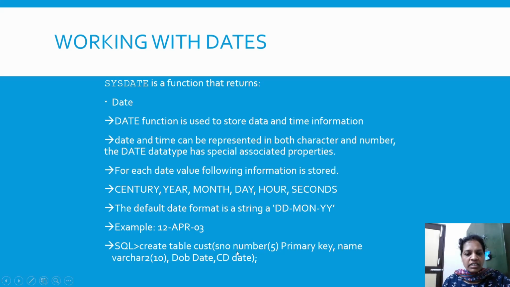So when we are creating a table, you will write it like this: create table customer, with customer ID as number, which we are taking as the primary key. Then name, and date of birth as date.